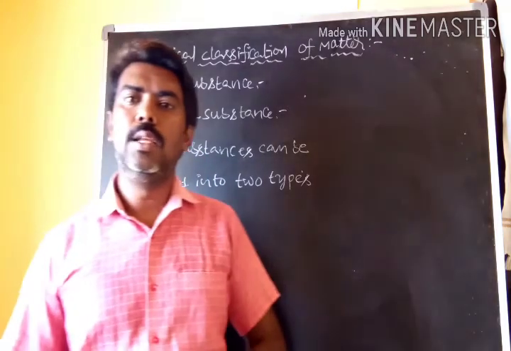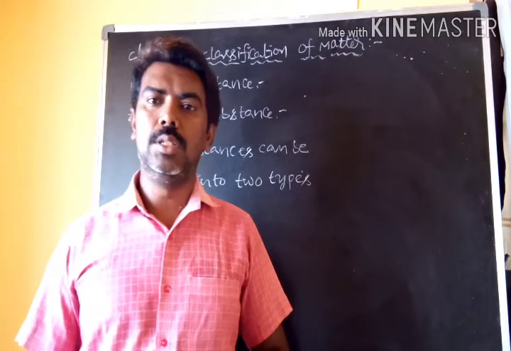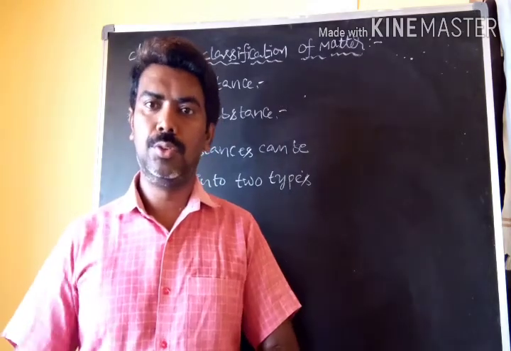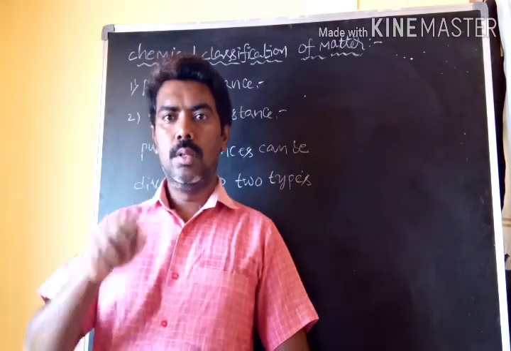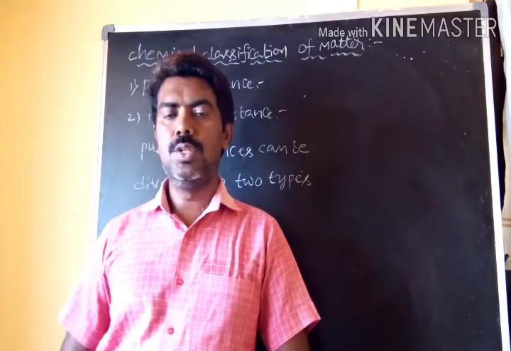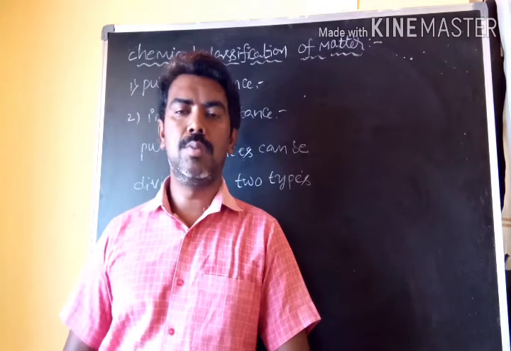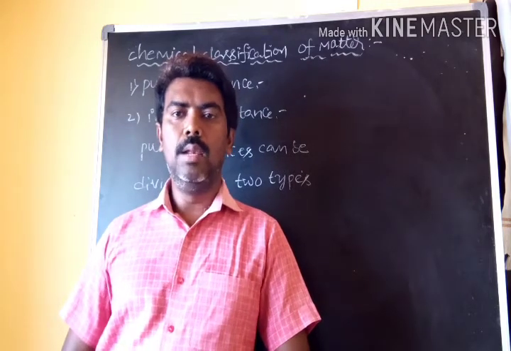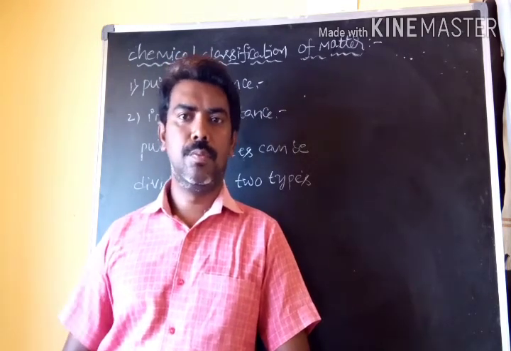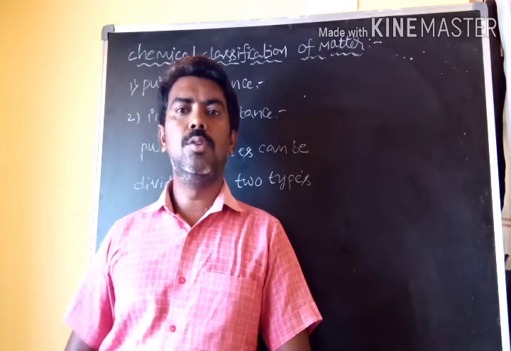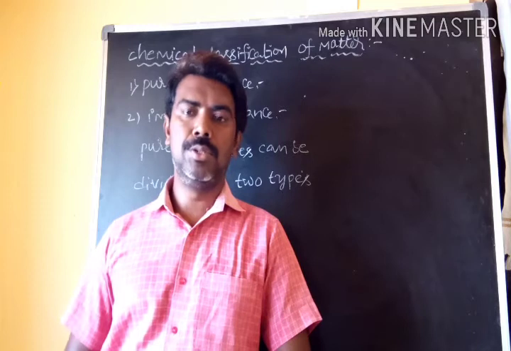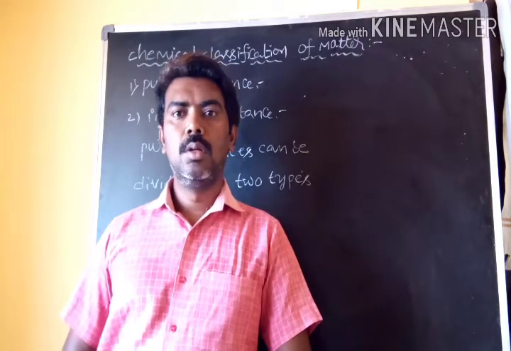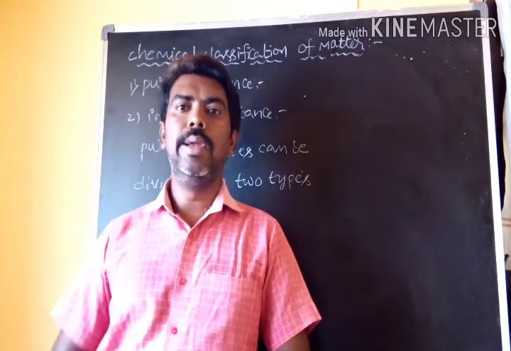Then what is the definition of an element, and what are the different types of elements? What is the classification of elements? An element is a pure substance which cannot be divided into further simpler substances. An element is a pure substance which cannot be further divided into simple species by any physical or chemical methods. Then the pure substance is called an element.